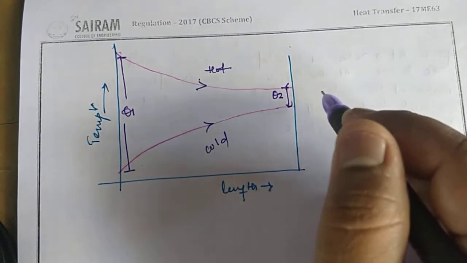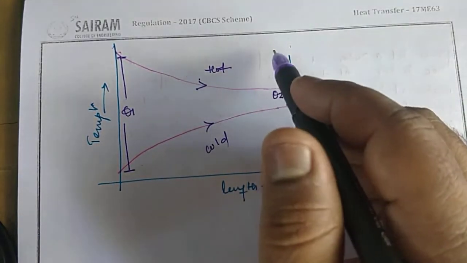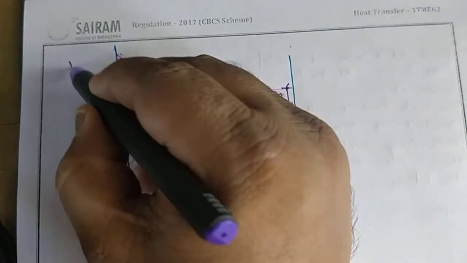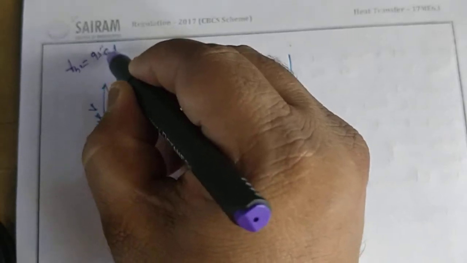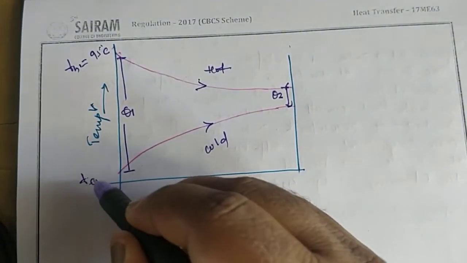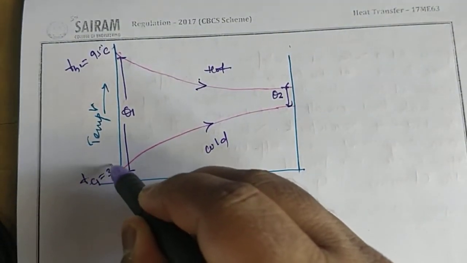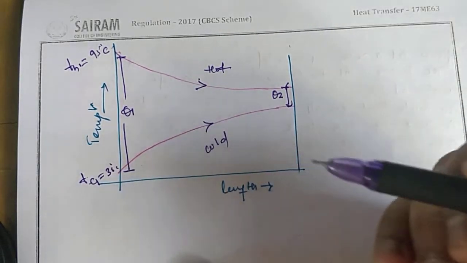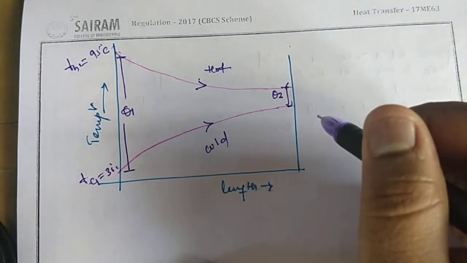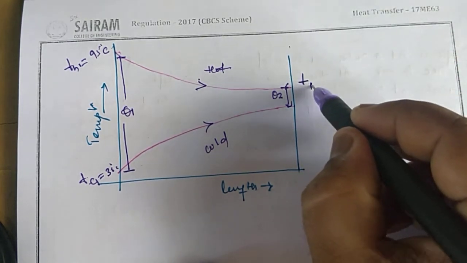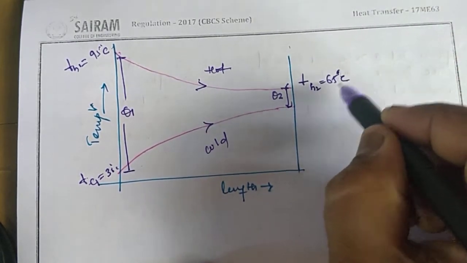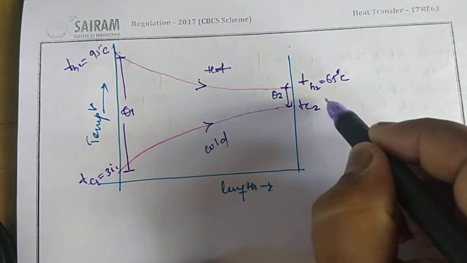Okay, so theta 1 and theta 2, once you know that, you can write the temperature of the hot fluid at the inlet, that is 95 degrees centigrade, and the temperature of the cold fluid at the inlet is given, that is 30 degrees centigrade. So obviously the heat will be received by the cold fluid from the hot fluid. TH2 is given, 65 degrees centigrade, and TC2 we don't know what that is.